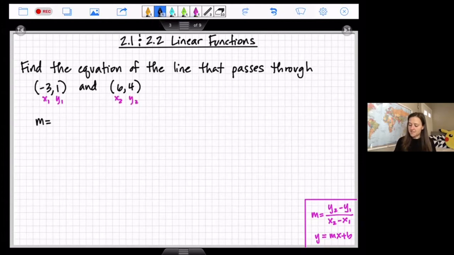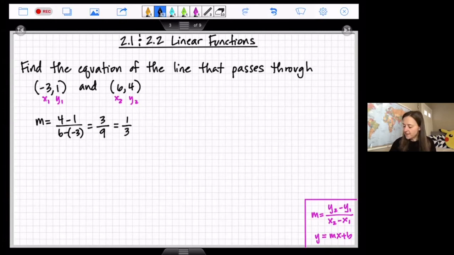You just can't mix and match those subscripts. All right, so our formula says to take y2 minus y1. So we're going to take 4 minus 1. x2 minus x1 is going to give me 6 minus a negative 3. So that's going to give me 3 up top. And then 6 minus a negative 3 is 6 plus 3. That's 9. 3/9. That's a fraction I can reduce, divide top and bottom by 3, and I get 1/3. All right, so my slope is 1/3.